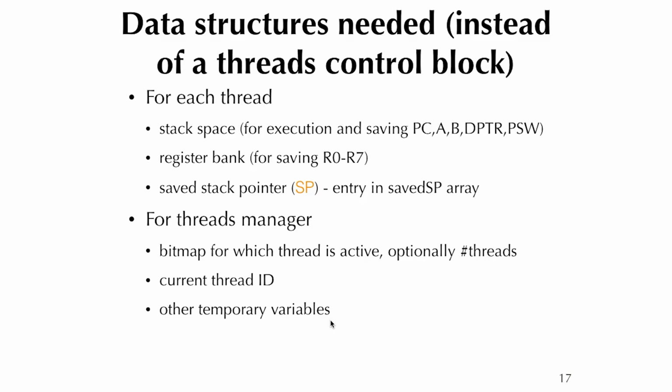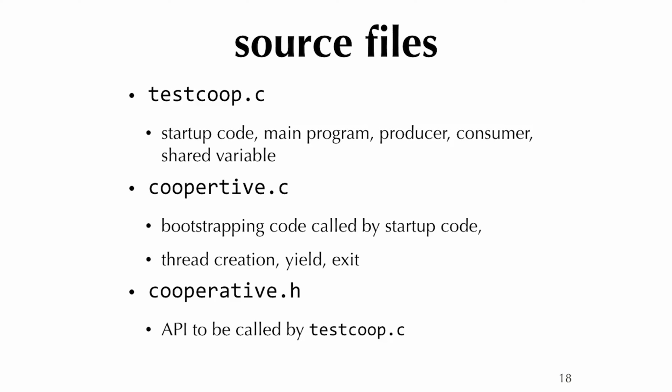Okay, and there may be a few other temporary variables, maybe for the purpose of doing scheduling and other things. So what I did is I actually already implemented this, and I organized it as 3 source files. One is test co-op. That's for the testing of the cooperative threads. It has the startup code, the main program, producer, consumer, and also the variables.